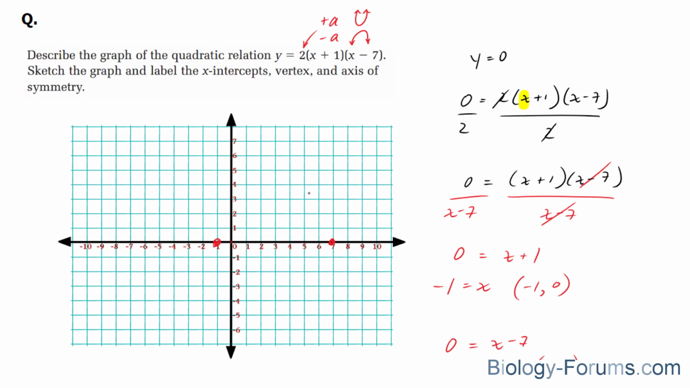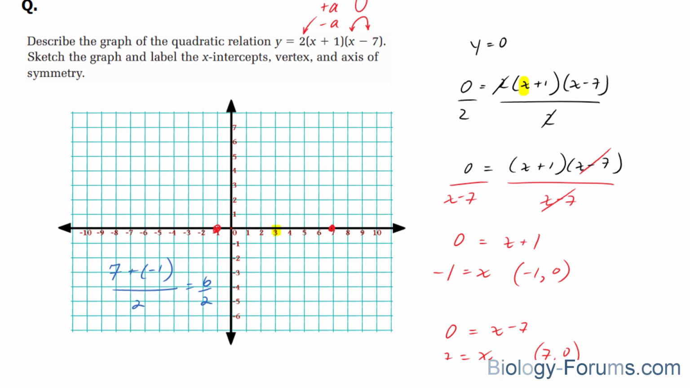Where in the middle? You're going to need to know the x-coordinate of the vertex. And the way you're going to do this, you're going to find the average of this number and this number. I'll show you how. 7 plus -1 divided by 2. So you take the two x-intercepts and you find their average by adding them up and then dividing by 2. 7 minus 1 is equal to 6, divided by 2, that's 3. So we know that the vertex will have an x-coordinate of 3.